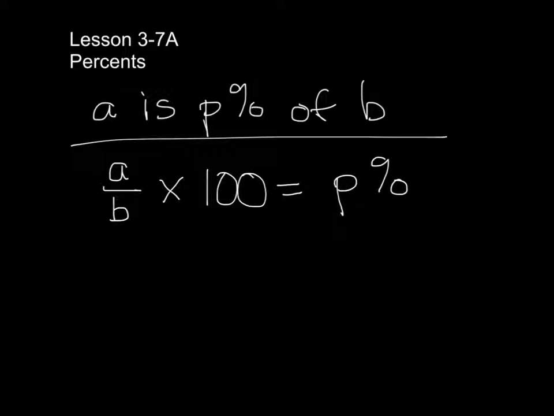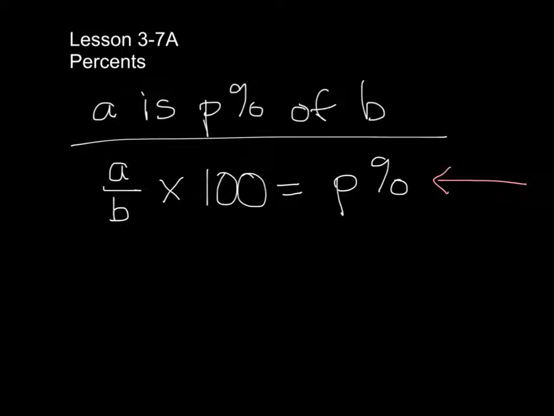Okay, so today's lesson is lesson 37A. We're talking about percents today. And generally speaking, all of these problems will be in the form A is P% of B. We'll explain what that means in a minute. But we know that if we have a fraction like A over B and we multiply it by 100, that will give us a percentage. So that's what we're showing here in this second equation right here.